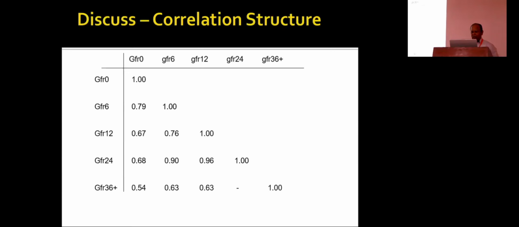This looks like nephrology data. Look at this data and tell me what kind of correlation structure is going on. Declining over a period of time, declining. But here it increases. Sorry, increases or decreases? Decreases.